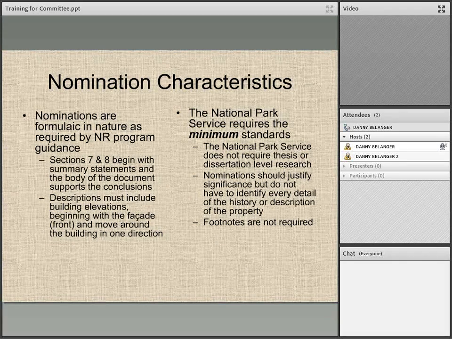So Section 7 will include building elevation descriptions, beginning with the facade and moving all around the building, and Section 8 will set up a context for the significance. The National Park Service requires minimum standards, so it doesn't require dissertation level research, but you do need to cite where you get all of your information from.